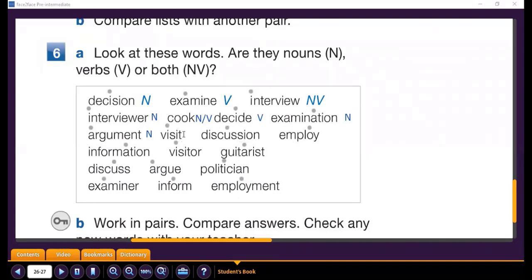Let's see. Visit? Verb and a noun. When I say, for example, I'm going to visit my friend tomorrow, or tomorrow I have a visit. So noun and verb. Discussion? The noun. Employed? Verb. Information? Noun. Yes. And visitor? Noun. Guitarist? Noun. Discuss? Verb. Very good. And argue? Verb.